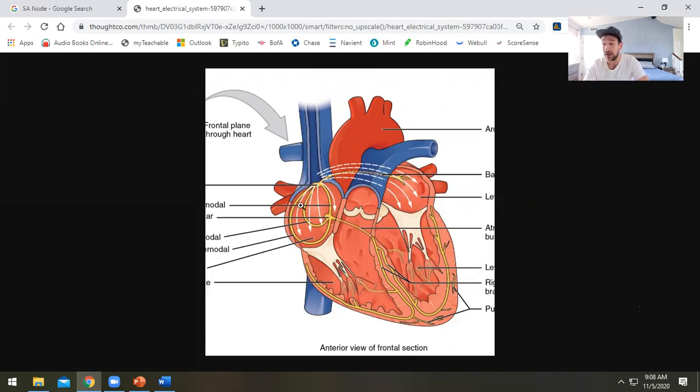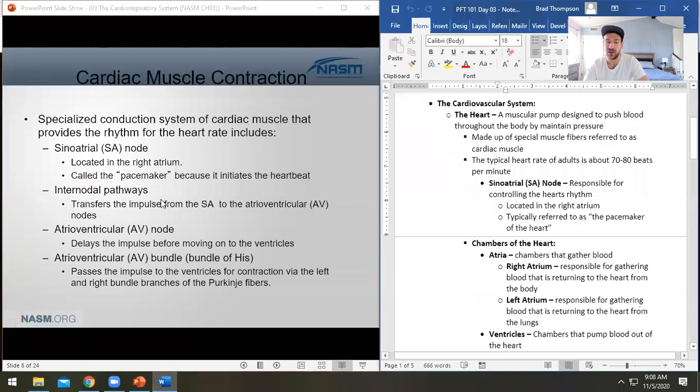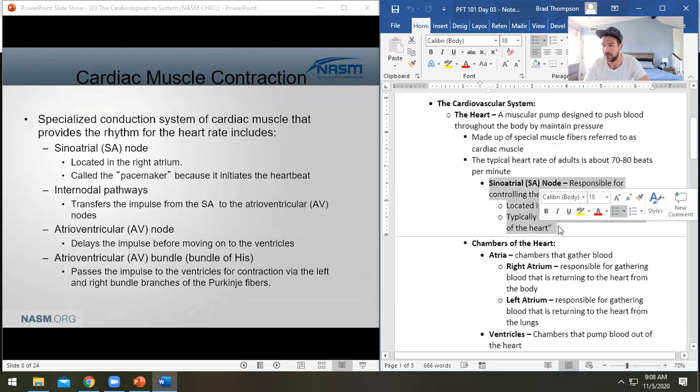Anyway, this is your right atrium. That is where your SA node lives, okay? So the sinoatrial node is responsible for the rhythm of the heart. It lives in the right atrium, and we refer to it as the pacemaker of the heart. That's its nickname. So you will probably have a question on your homework or on your exams, and you'll probably get a real question on your actual NASM test as well. They will probably ask you about the SA node at some point.